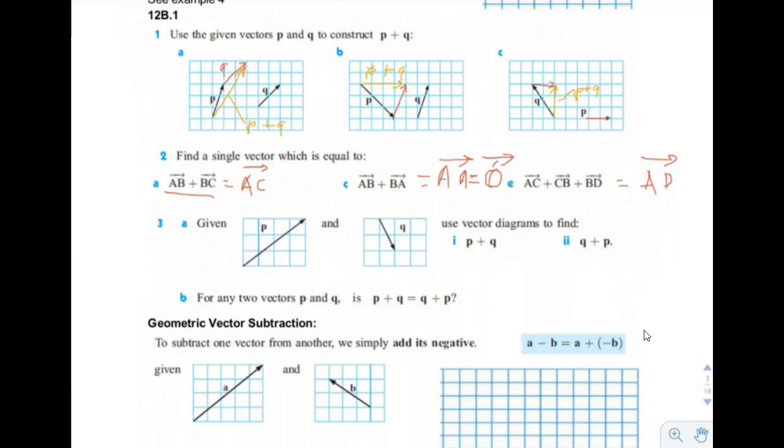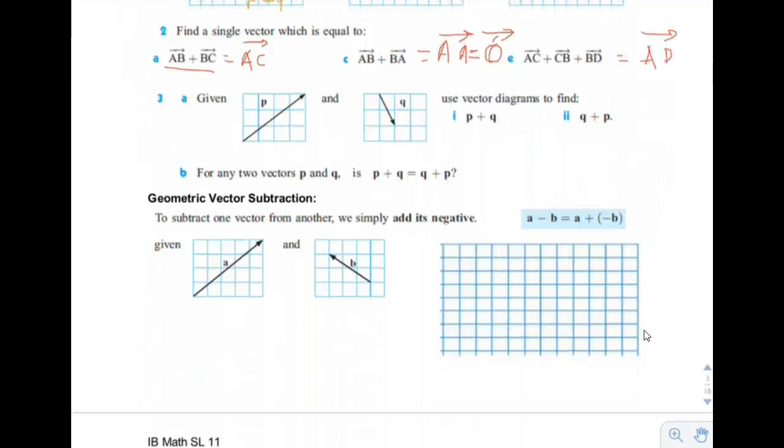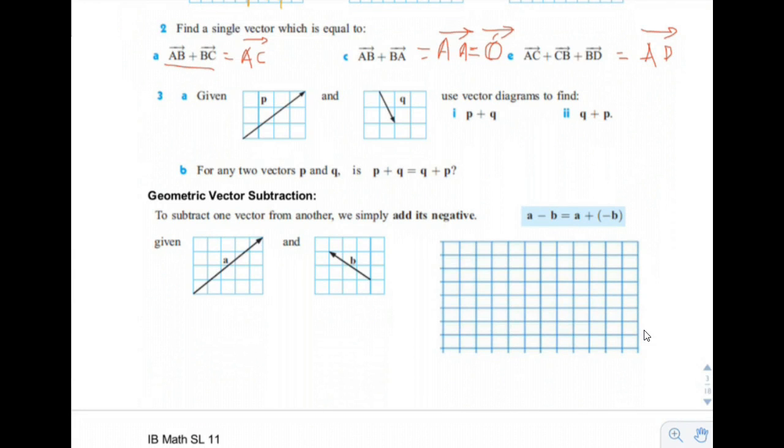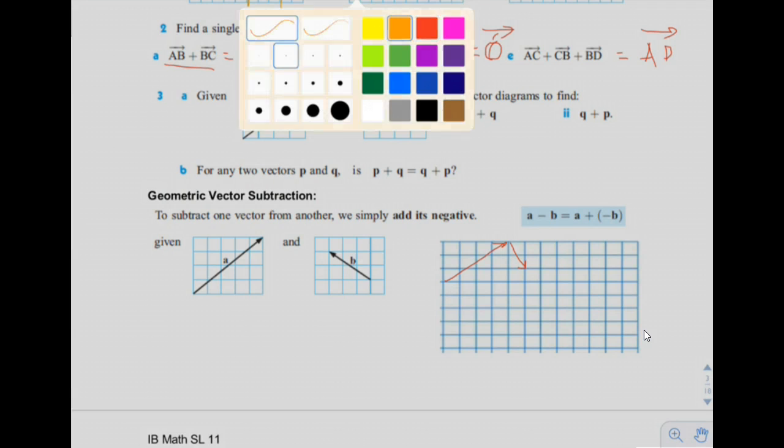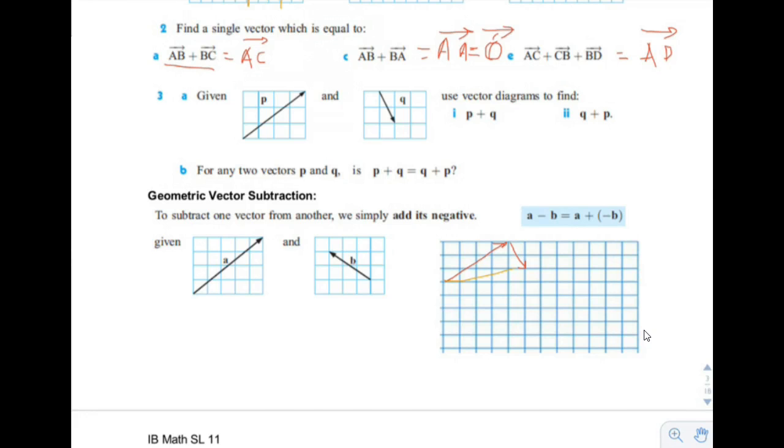3A. Given vector P and vector Q, use vector diagrams to find P plus Q. I'll use a space right here. So we'll have P, which is 4 across and 3 up, and I'm going to add Q, which is 2 down, 1 across. And then what is the result of that? That is that vector there. And then what about Q plus P?